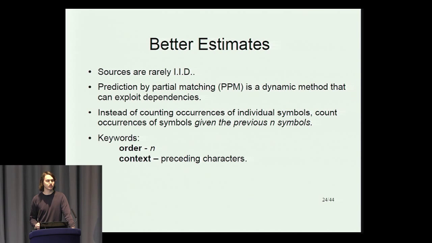So I'm going to introduce to you prediction by partial matching. Prediction by partial matching does exactly this. It looks at the last few symbols in order to get a better estimate for a distribution. I'm going to use two terms: the order of PPM, that means how many symbols I'm considering previously, and the context, that is the exact last n symbols.